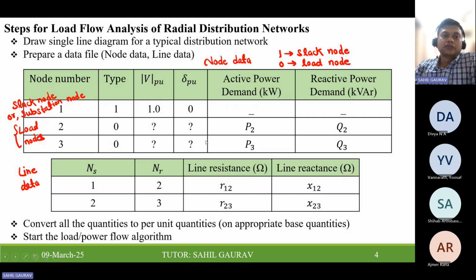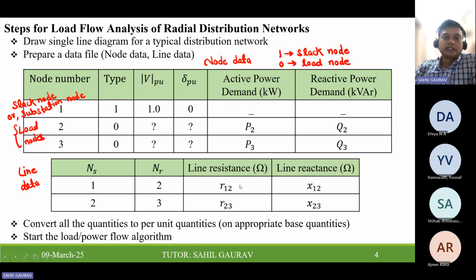So after making this node data, we will make this line data. For line data, these things are generally given in the problem: the line resistance and line reactance. Now the next step is we have to convert all the quantities to per unit quantities on appropriate base quantities. So we have to specify the base quantities, what is the MVA base and what is the kV base. We need to convert all the quantities given in the node data and line data into per unit values.